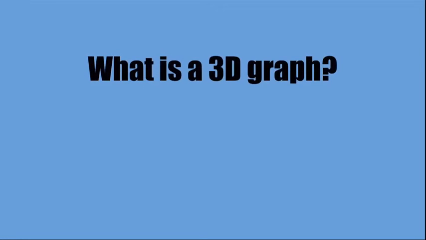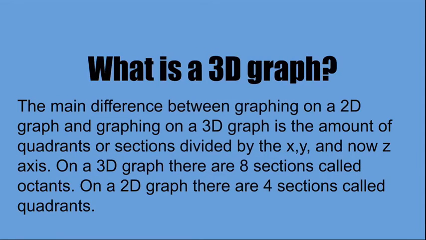Now you might be asking, what even is a 3D graph? So let me tell you. The main difference between graphing on a 2D graph and graphing on a 3D graph is the amount of quadrants or sections divided up by the x, y, and now z axis. On a 3D graph there are 8 sections called octants. On a 2D graph there are 4 sections called quadrants.